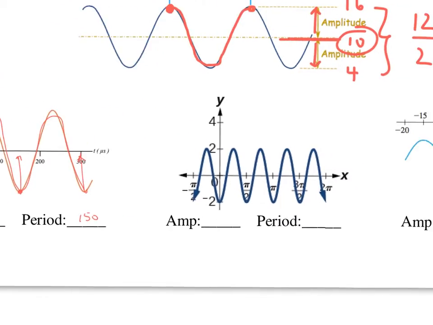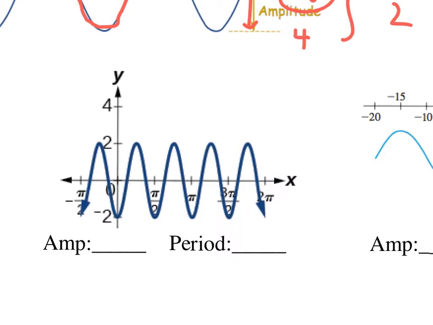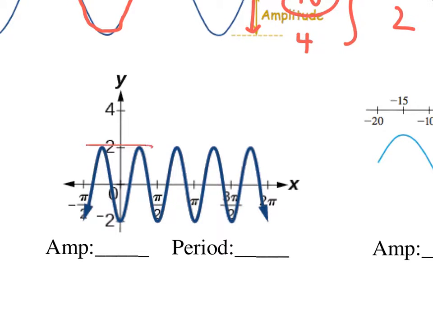Okay? Number 2. What's the amplitude? 2. Notice it's going up to 2, and it's going down to negative 2, so your amplitude is 2. If I use that other idea, the entire height is 4, divided by 2 is 2, okay? Period length. Well, it's starting here. How long does it take to get back to there? Pi over 2. So if you're having trouble with this, remember amplitude is based upon the y-axis. Period length is based upon the x-axis.